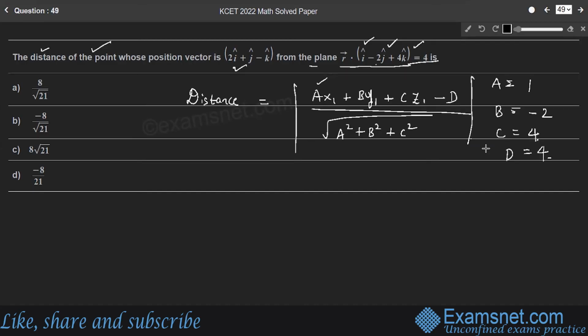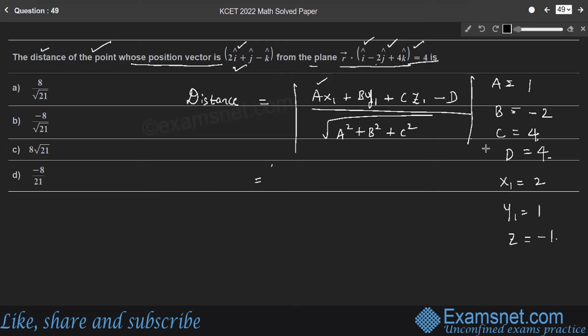Whereas x1, y1, z1 are, we'll consider x1 as the coefficient of i cap of the position vector, which is 2. y1 is the coefficient of j cap, which is 1, and z1 is the coefficient of k cap, which is minus 1. Now substitute the values here.